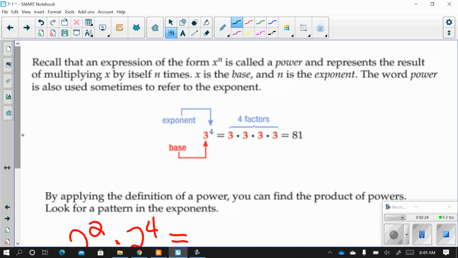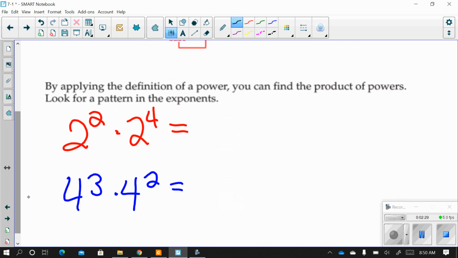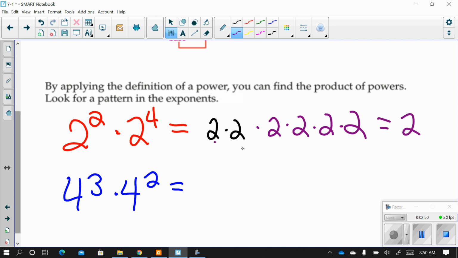So that leads us to our first rule. We're going to try to find the product of powers. So when I'm multiplying, we're going to see what happens with the exponents. So 2 squared times 2 to the 4th. What does that really mean? Well, 2 squared is 2 times 2, times 2 to the 4th, which is 2 times 2 times 2 times 2. We can rewrite this as 2 to the 1, 2, 3, 4, 5, 6. So that's the same thing as 2 to the 6th.